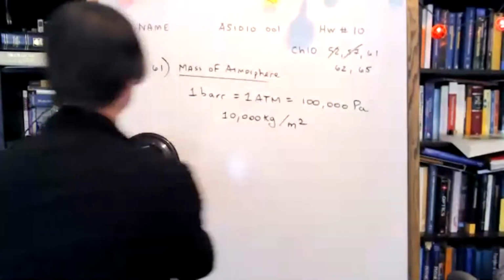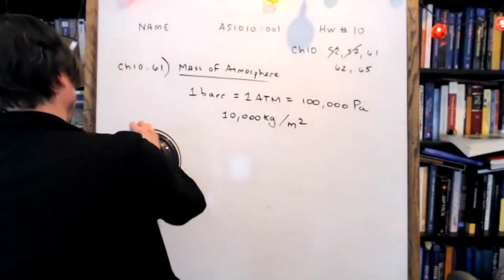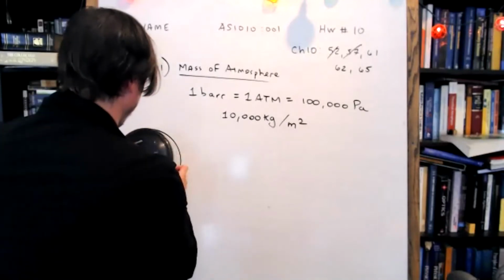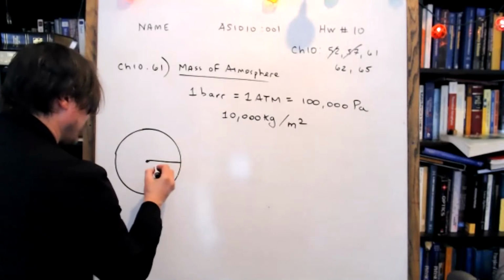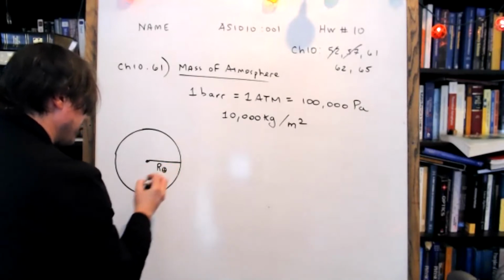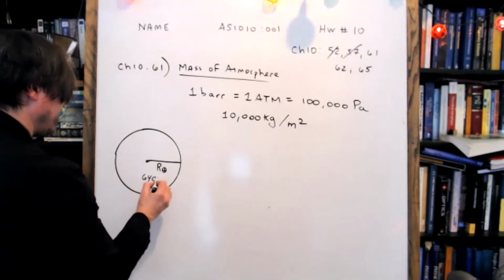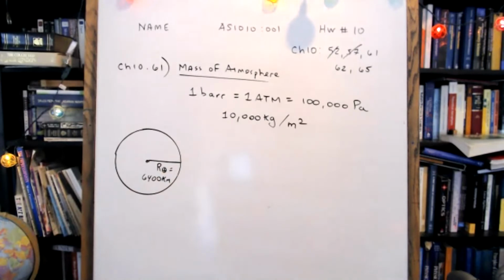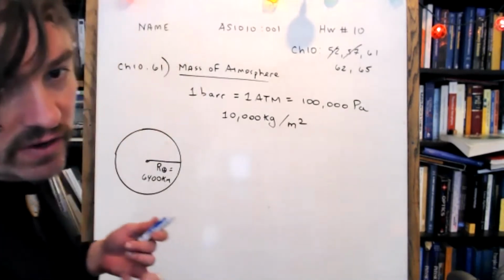Over here on the left, let's draw a circle to represent Earth. And now we know the radius of Earth, right? The radius of Earth is 6,400 kilometers. Okay, now I want you to imagine the atmosphere surrounding Earth.